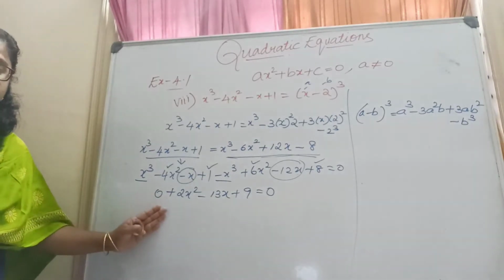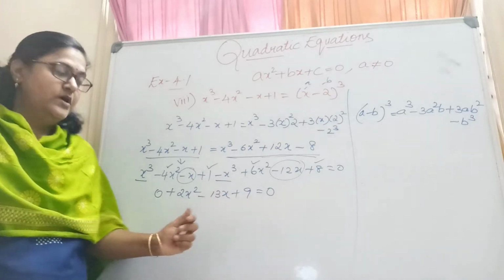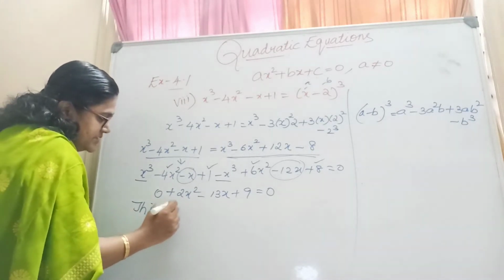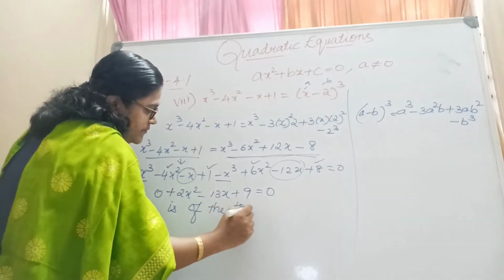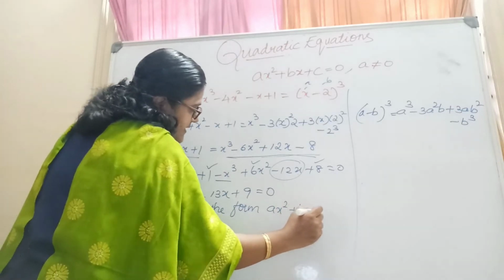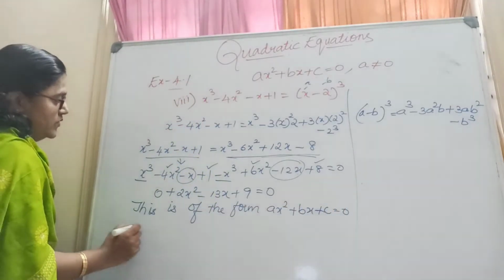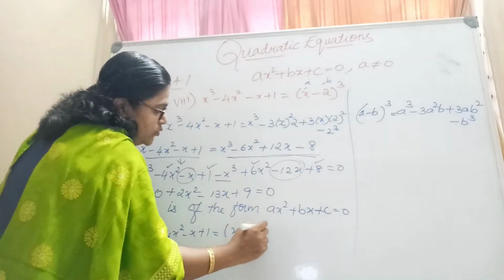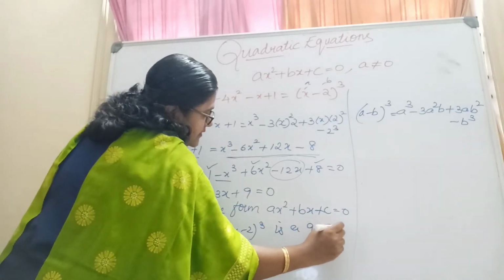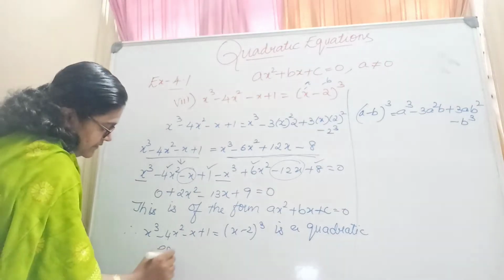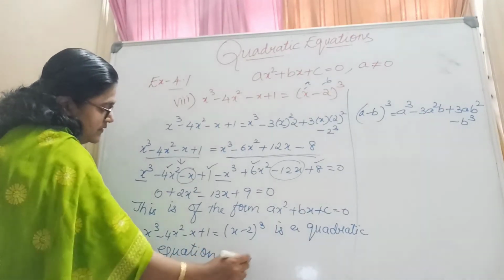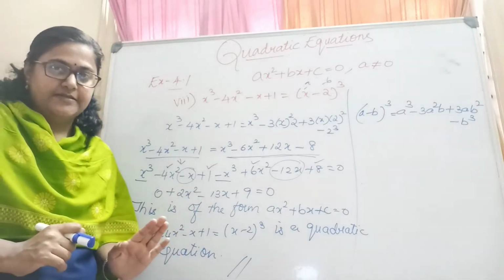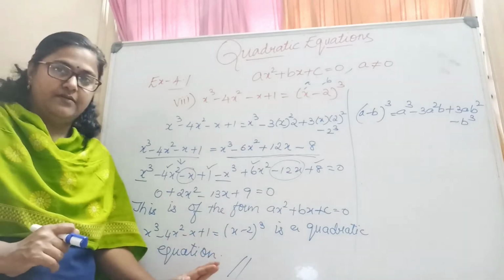Now it is very much clear that this is of the form ax square plus bx plus c is equal to 0. The highest power is 2. Degree of the equation is 2. So this is of the form ax square plus bx plus c is equal to 0. Therefore, x cube minus 4x square minus x plus 1 is equal to x minus 2 the whole cube is a quadratic equation. So by now it is crystal clear how to identify a quadratic equation, right? Hope the concept is very much clear to everyone, right?